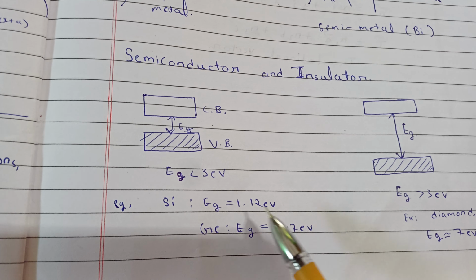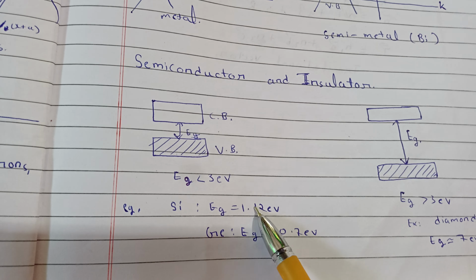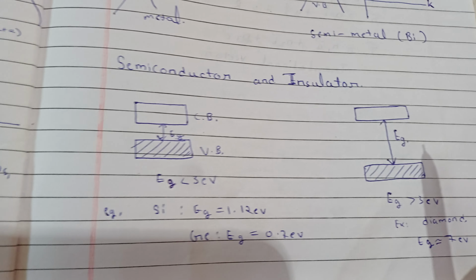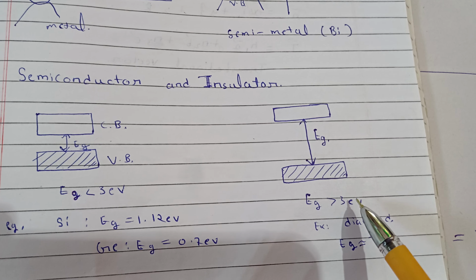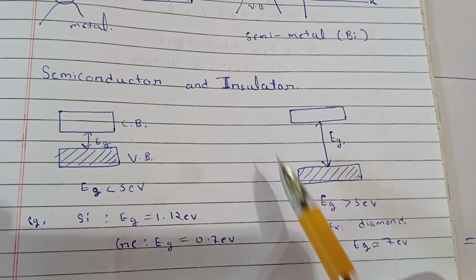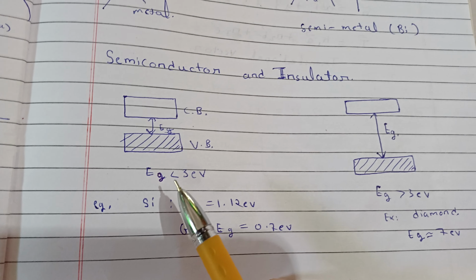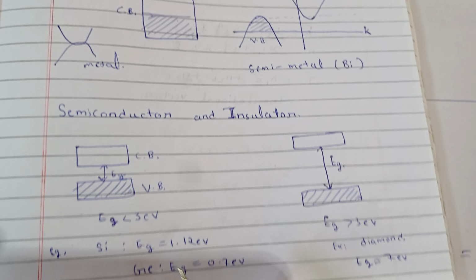For silicon we know that the band gap is 1.12 electron volt, for germanium 0.7 electron volt. Remember these numbers, they are very important. And for the insulators we have band gap greater than 3 electron volt. So when Eg is greater than 3 electron volt, then we will call it the insulator. And for less than 3 electron volt, we'll call it semiconductor. And when the bands overlap, we call it metals.